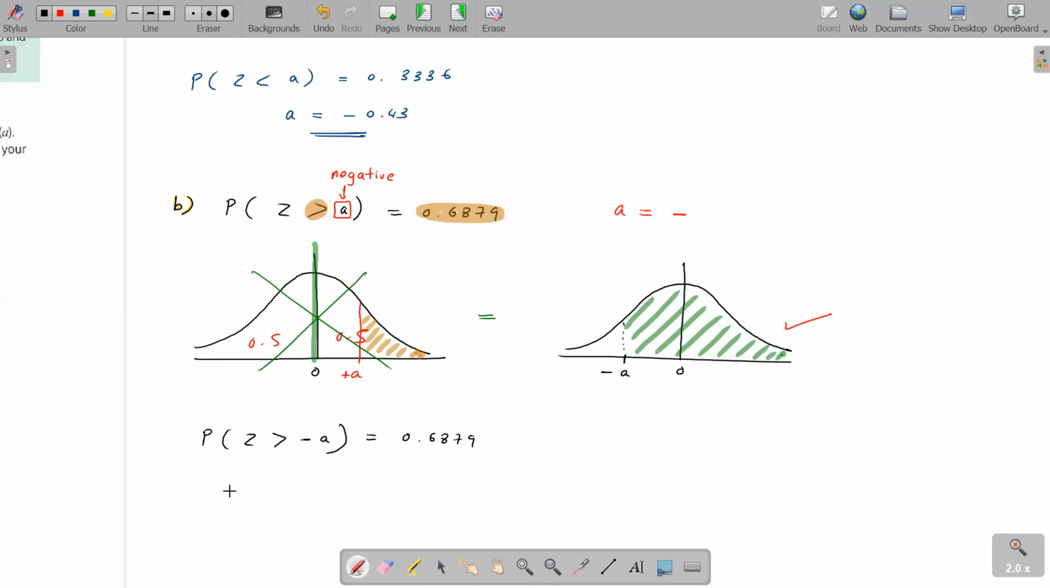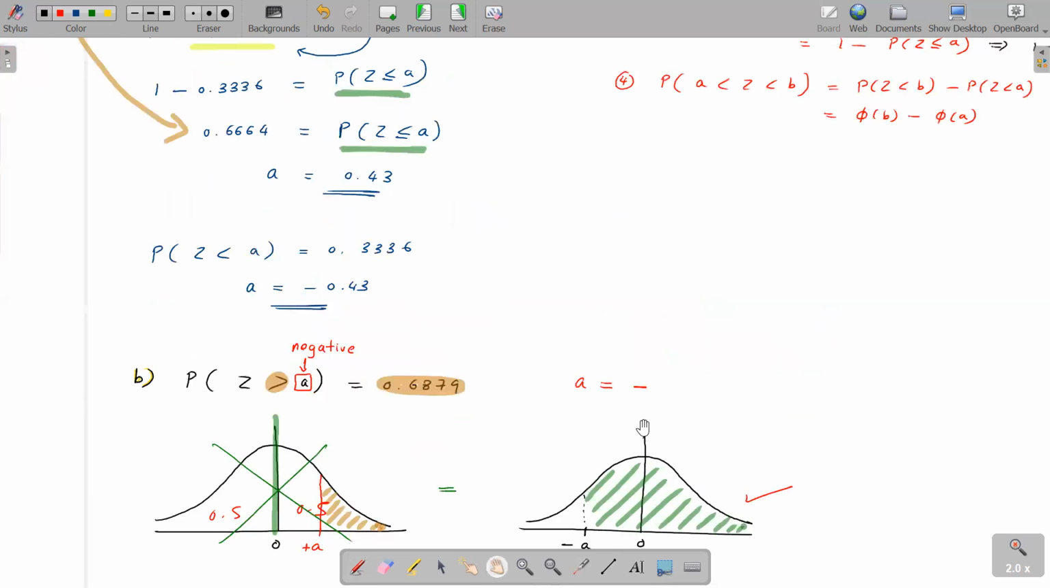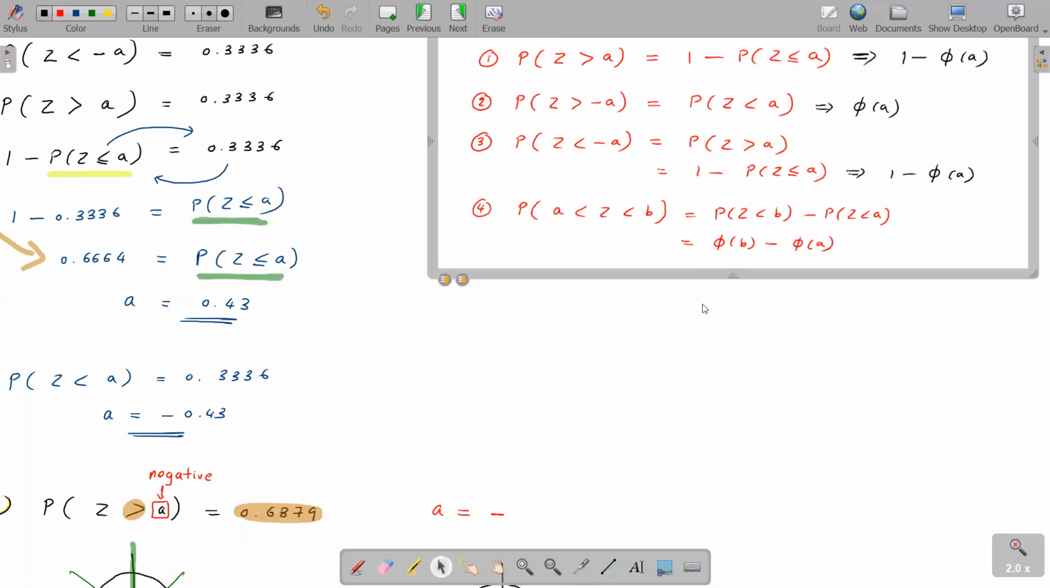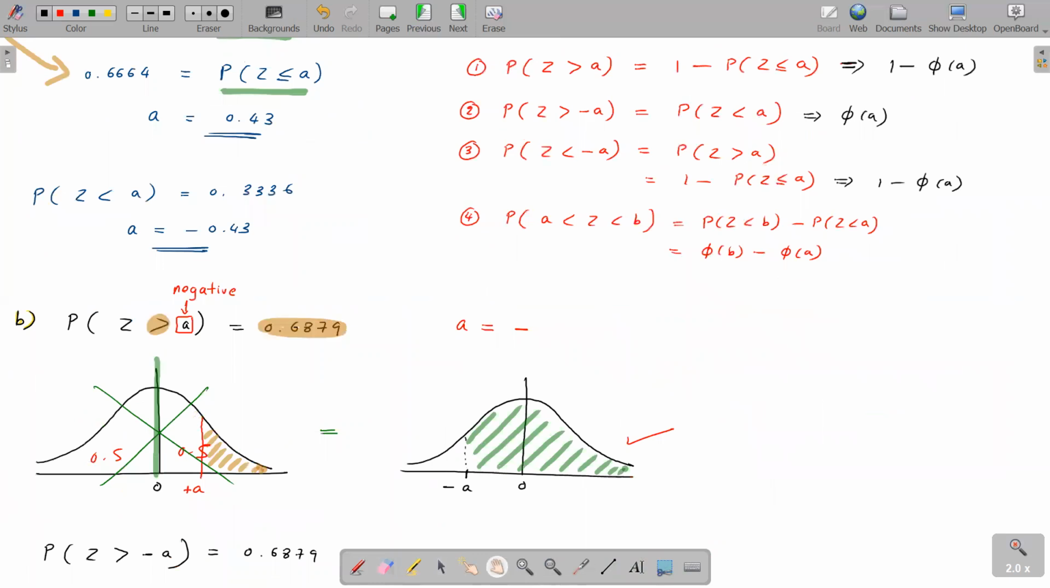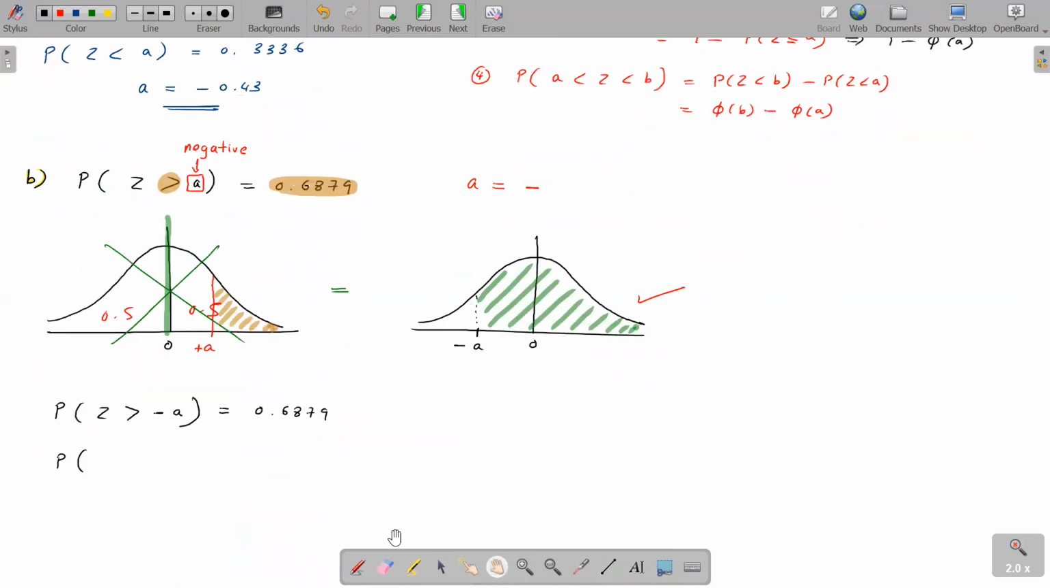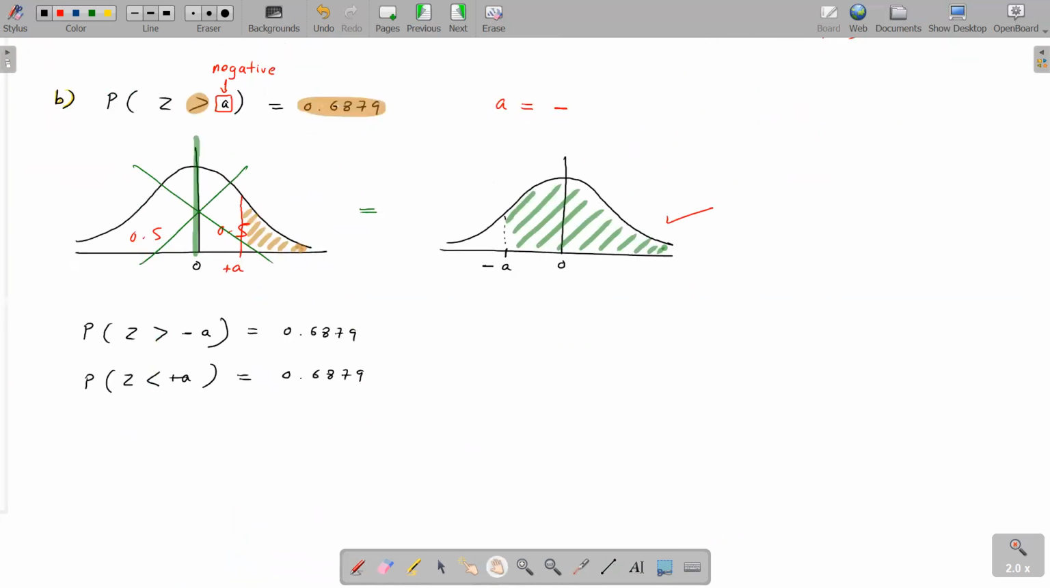Okay, so let's convert. How do you convert? I gave you the rules. So if you have Z greater than minus A, to convert it to positive, the greater than sign becomes less than, and the negative becomes positive. The inequality sign flips and the negative becomes positive. The other side doesn't change. Now looking at this, do I need to do any further correction?